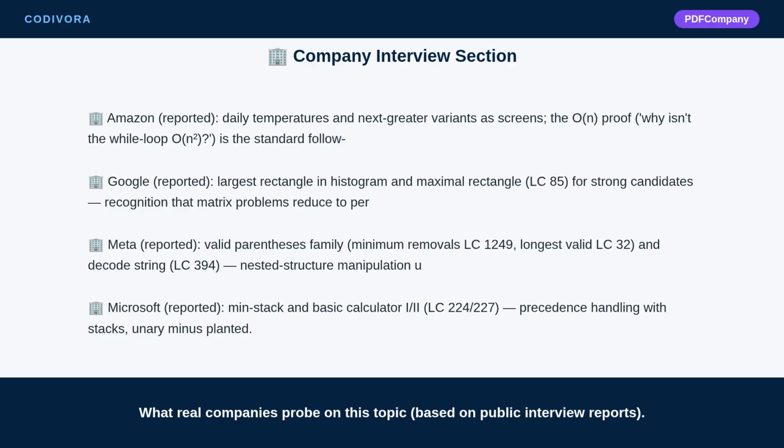Meta reported the valid parentheses family: Minimum Removals, LC 1249, Longest Valid, LC 32, and Decode String, LC 394. Nested structure manipulation under time pressure. Microsoft reported MinStack and Basic Calculator I and II, LC 224 to 227. Precedence handling with stacks, unary minus planted.